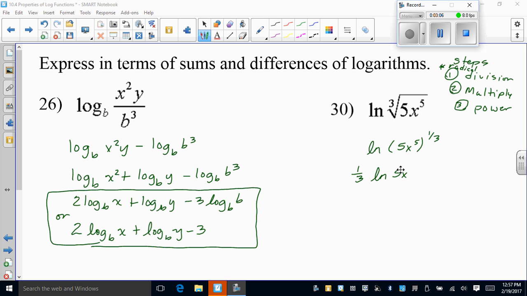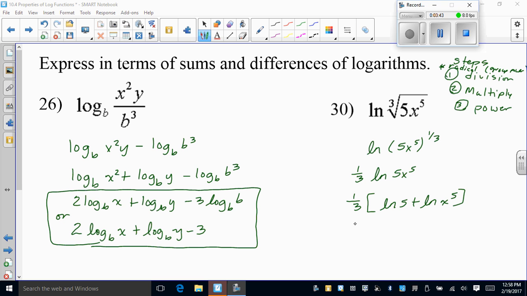We have no division step. And I'm writing up here group power. That's not going to be there every time, but you have to take care of it first. Okay, no division, so I don't have to take care of any of that, but I do have things being multiplied together. So I have 1/3, and I'm going to leave it on the outside of all of this. Natural log of 5 plus the natural log of x to the 5th. And then that takes care of the multiplication.